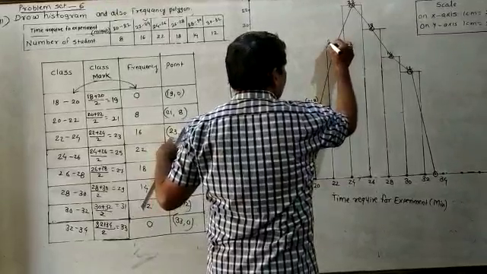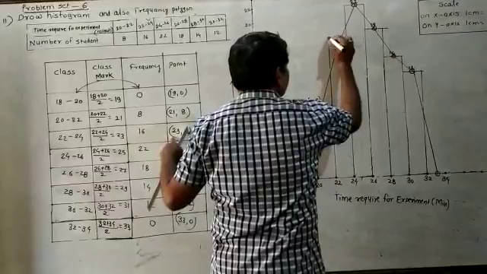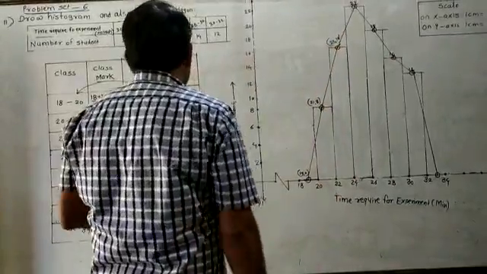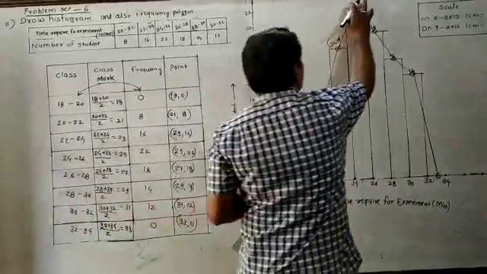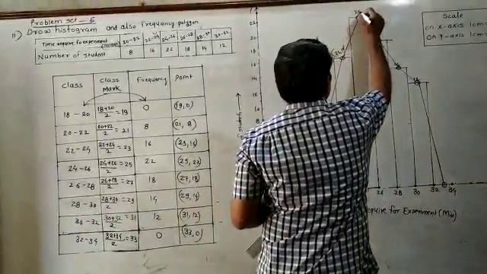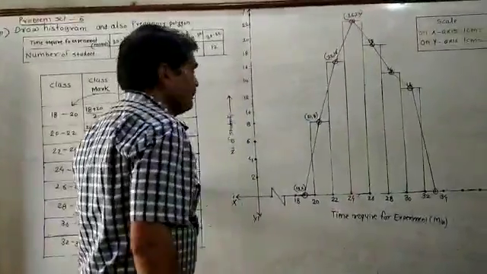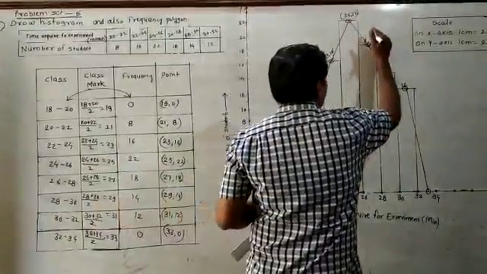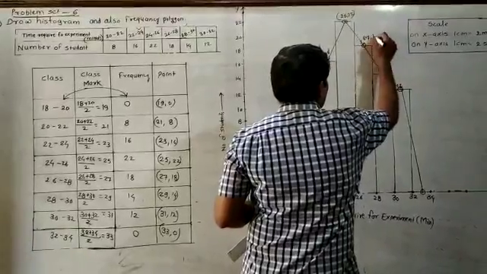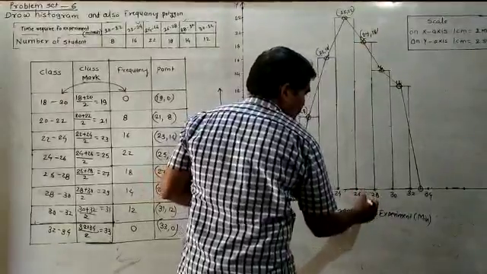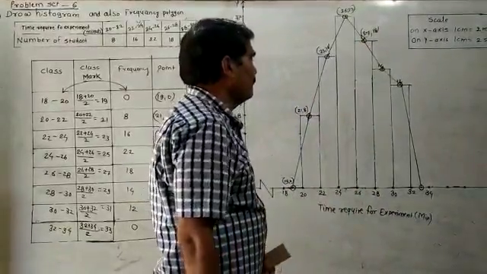23, 16. This 23 will come in between. Next class frequency 25, 22. Here 25, 22. Next class frequency 27, 18. Here will come 27 because in between 26 and 28, 27 will come.